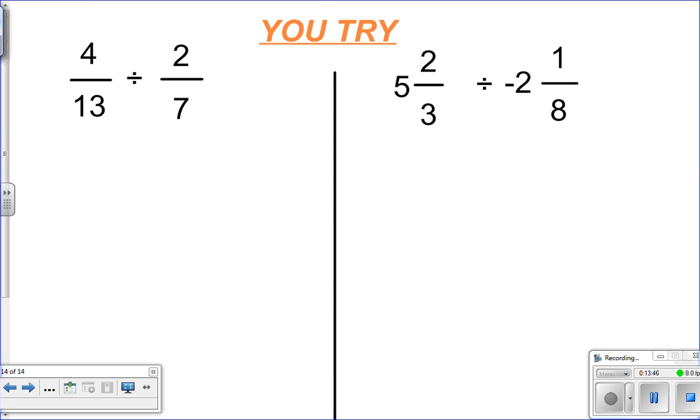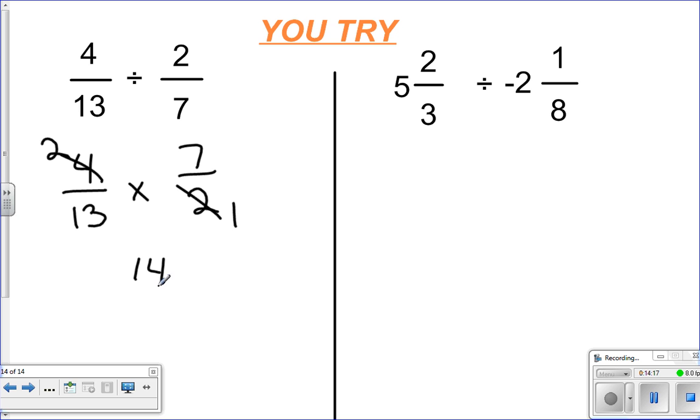Alright, you try these two on your own. So I have 4/13 divided by 2/7. 4/13 stays the same. I change it to multiplication, and I multiply by the reciprocal, 7 over 2. And I cross reduce. This becomes 2. This becomes 1. And I get 2 times 7, which is 14 over 13, which equals 1 over 13.